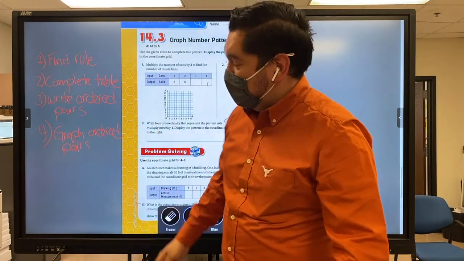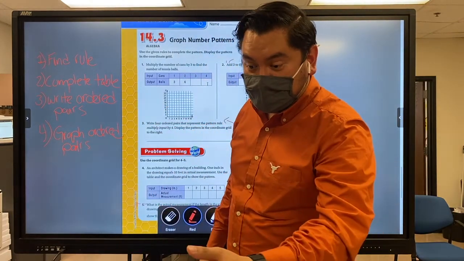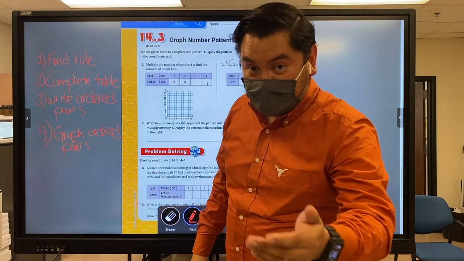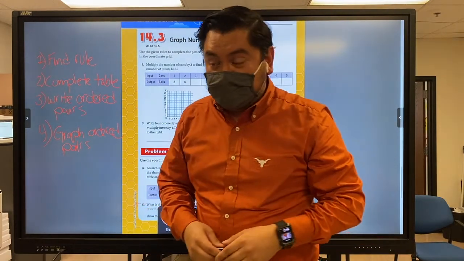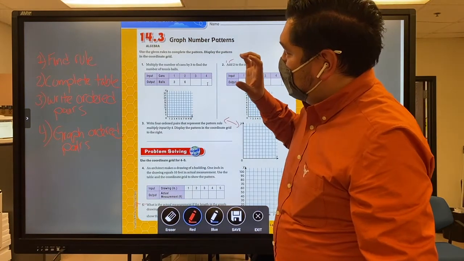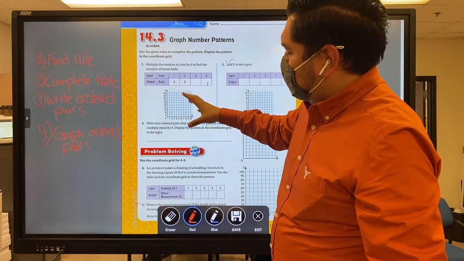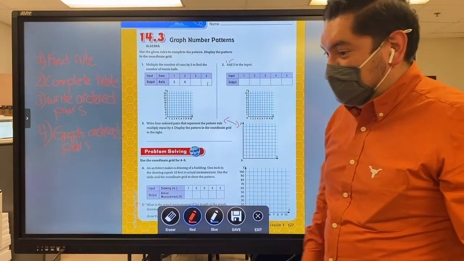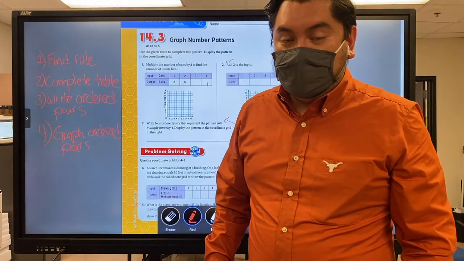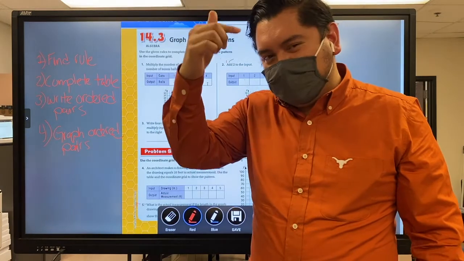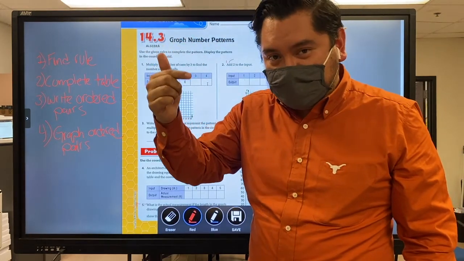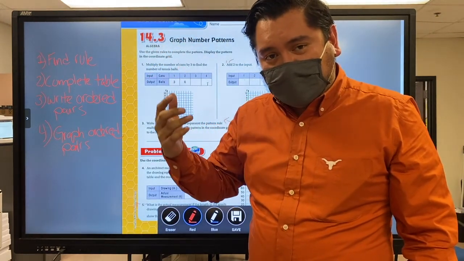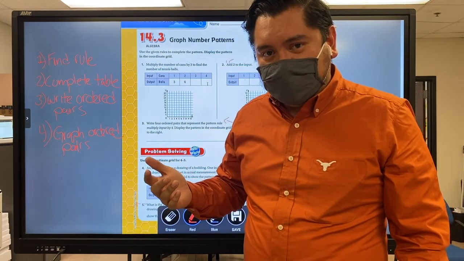Those 4 steps, if you'd like to write those down in your journal or in your page, you're more than welcome to. But at this time, you're going to work on page 527 using the steps that we just went over. Okay, and if you need to click back on my first video, my second video, to remind yourself of the process, please do. It's okay.